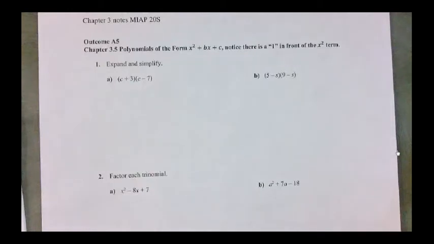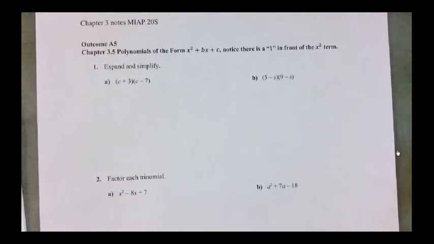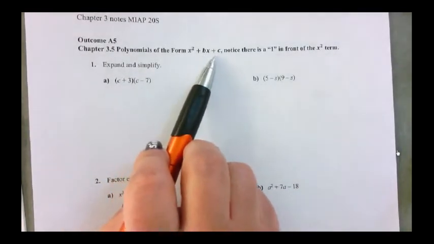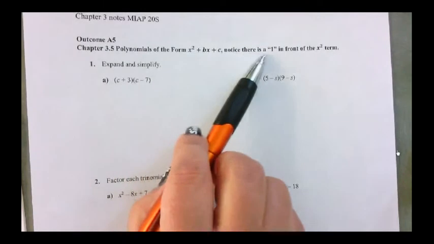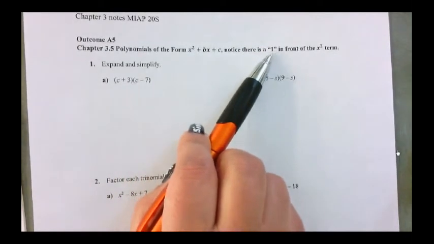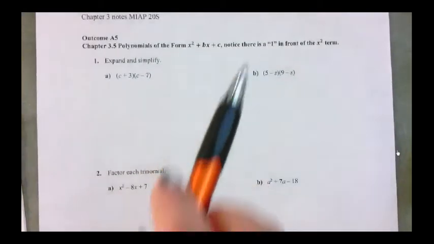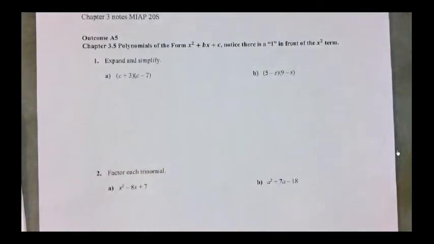Okay, so we're going to do the notes for 3.5 right now. And what we're looking at is polynomials that have the form x squared plus bx plus c. Now, I want you to notice that there is an invisible 1 in front of the x term. That's right here. And first we're going to look at these types of questions before we move on to the more complicated ones. All right?